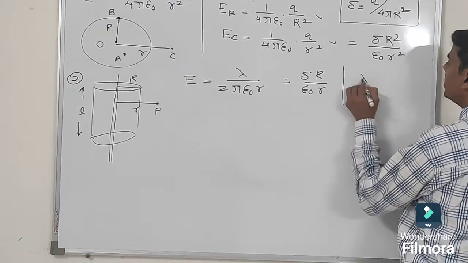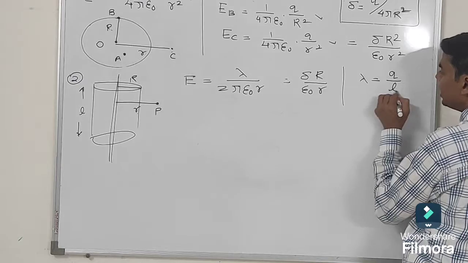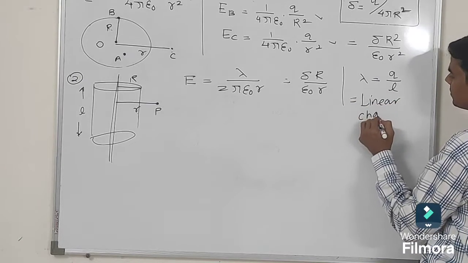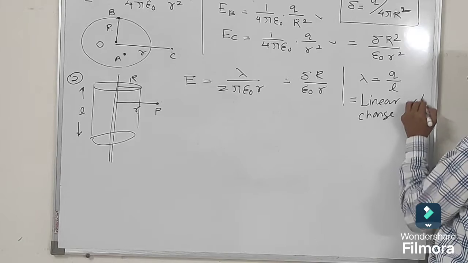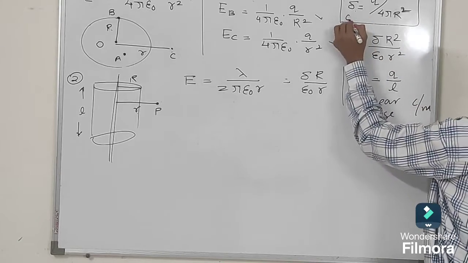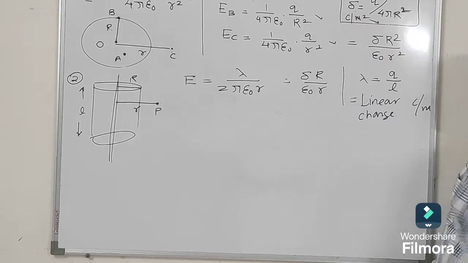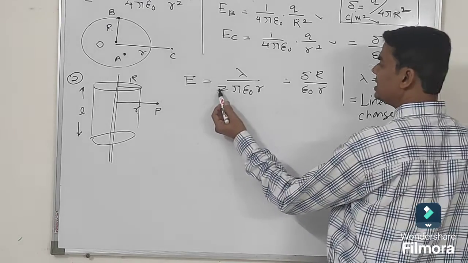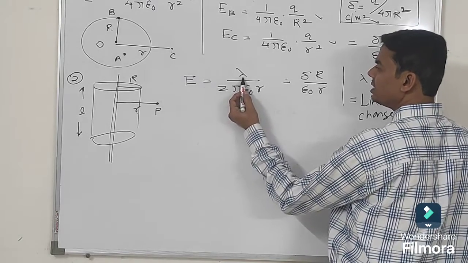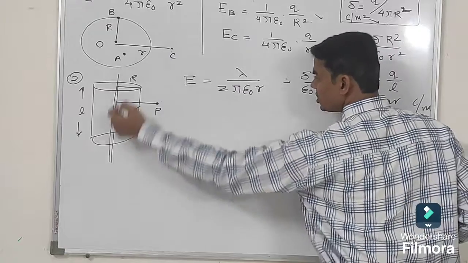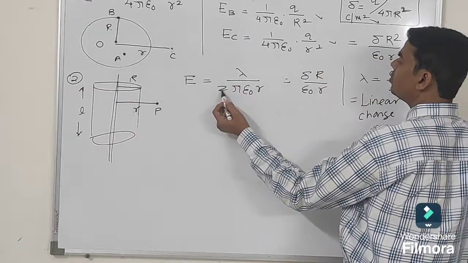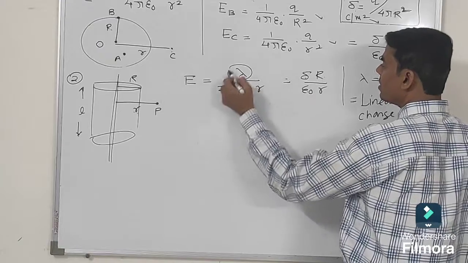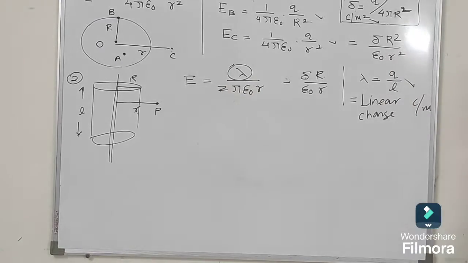And what is lambda? Lambda is charge per unit length. This is called linear charge density, that is coulomb per meter. This is surface charge density, that is coulomb per meter square. Charge per unit area, charge per unit length. So electric intensity at any point situated at a distance r from the axis of the cylinder is lambda upon 2 pi epsilon 0 r, or sigma R upon epsilon 0 r, where lambda is charge per unit length.